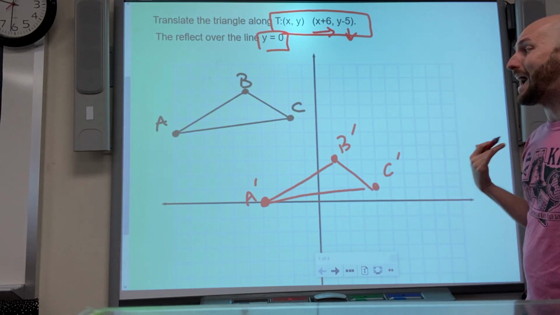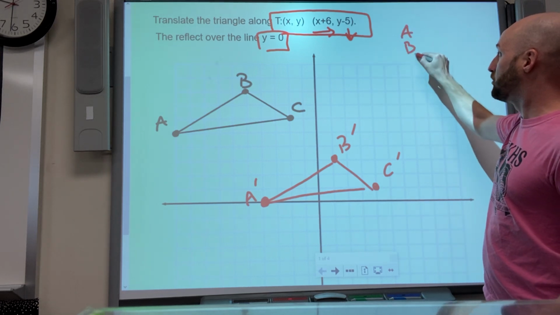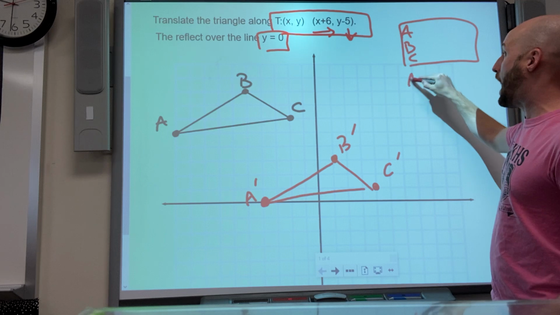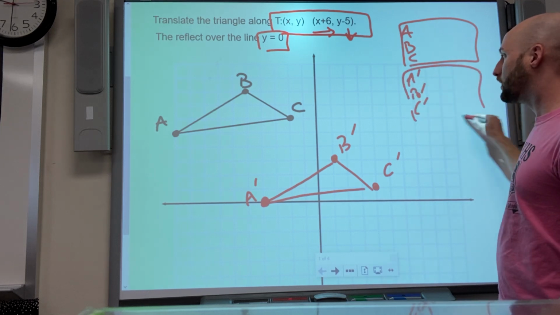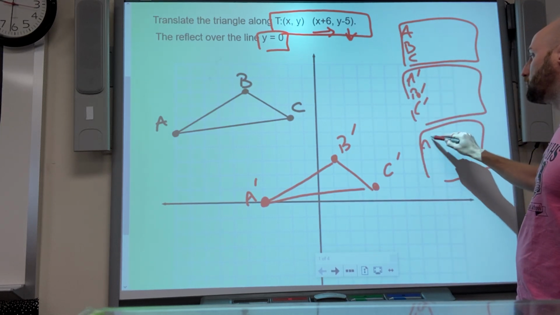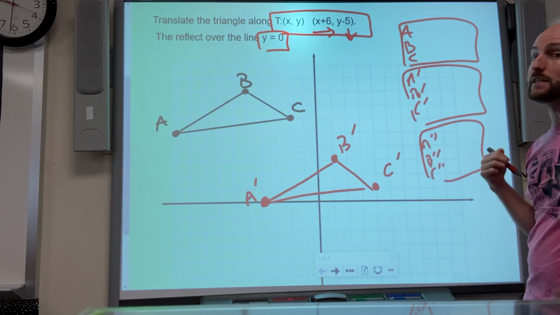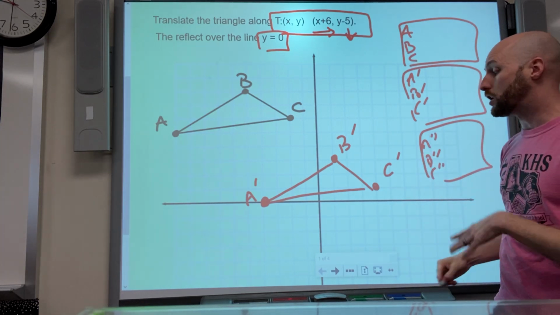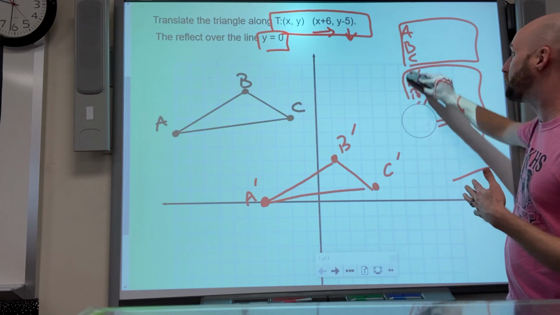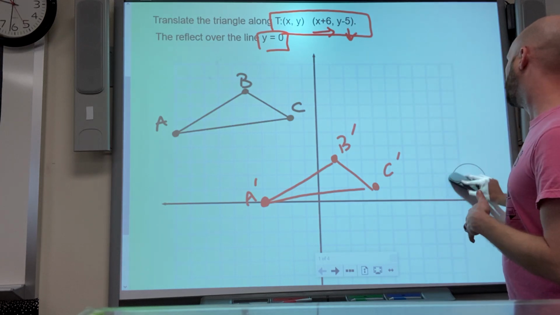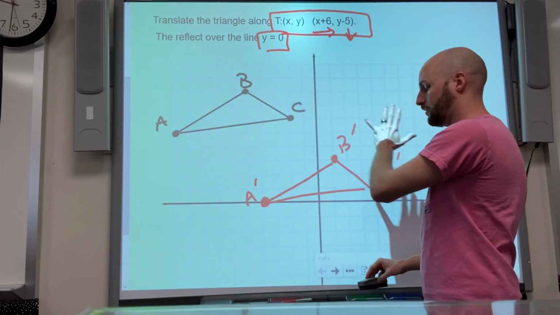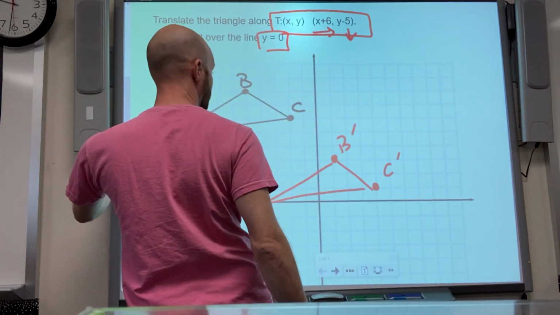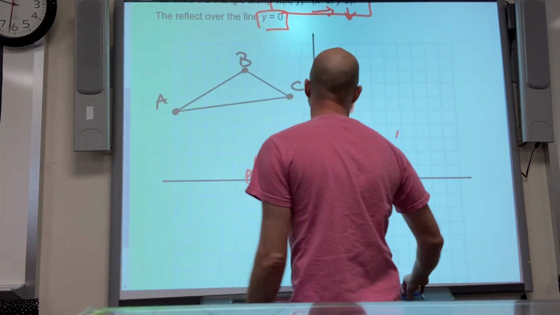Some questions might ask you to label the ABC points, and then it will ask you to label the prime points, and then the double prime points. In that situation, yes, fill all that in. But generally speaking, we're going to just be looking for the final image after that pre-image has done its composition of transformations. So now we're reflecting over the line y equals 0.